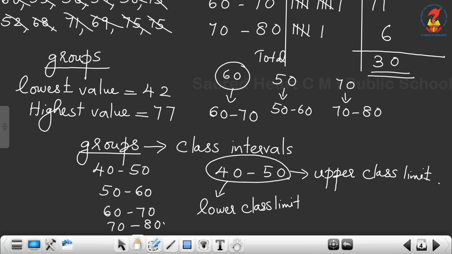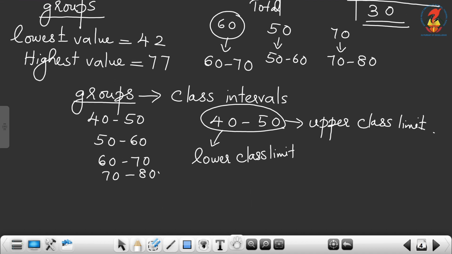When we come to the class interval 50 to 60, 50 is the lower class limit and 60 is the upper class limit. Then 60 to 70: 60 is the lower class limit and 70 is the upper class limit. When you consider 70 to 80, 70 is the lower class limit and 80 is the upper class limit.